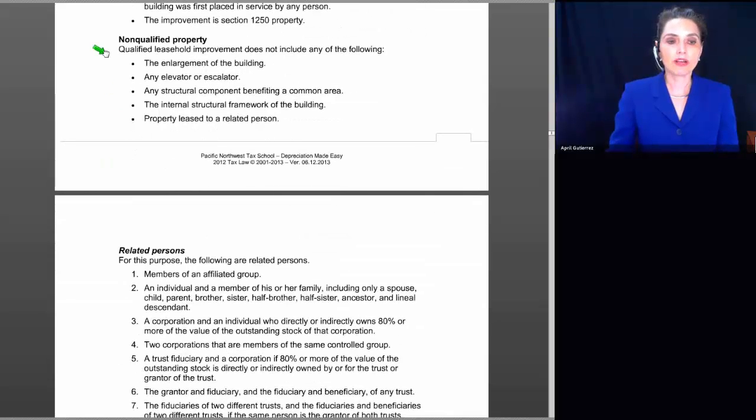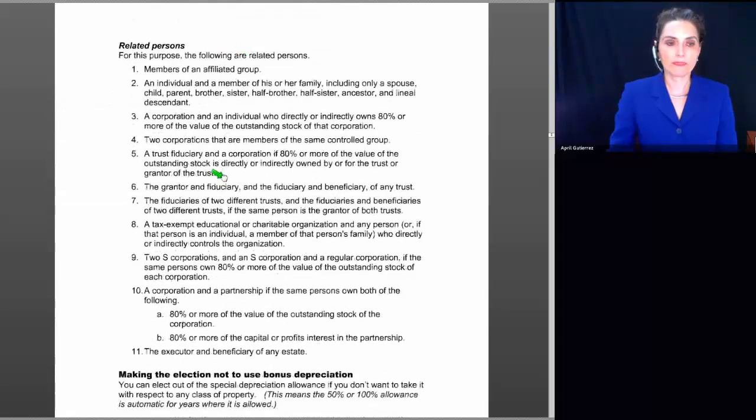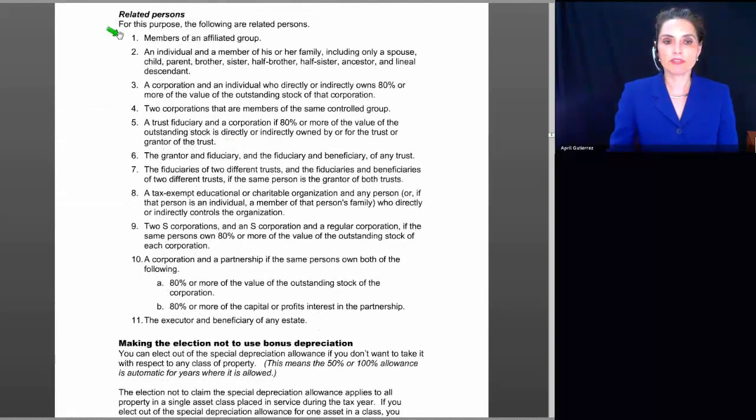Now, there's a certain kind of property that does not qualify as 15-year property, and it includes the enlargement of the building, an elevator or escalator being installed in the building, any structural component that benefits a common area of the building, the internal structural framework of the building, and property leased to a related person. Related persons. For this purpose, the following people are related: members of an affiliated group, an individual and any member of his family, including only a spouse, child, parent, brother, sister, half-brother, half-sister, ancestor, and any lineal descendant.